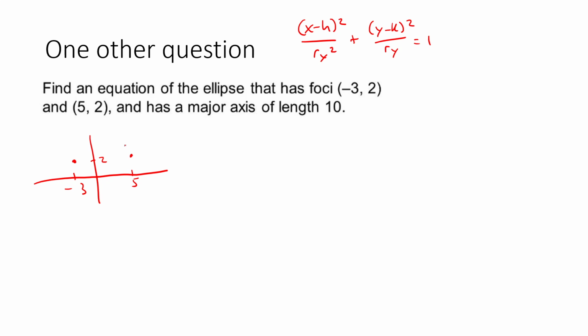Okay. The first thing we need to realize is that the foci are always equidistant from the center. And another way of saying that is that the center must be in between them. It must be halfway between them. So halfway between -3 and 5, you could just think about it, or you can just add them up and divide by 2, right? Because really what you're doing is finding a midpoint. And so 1, 2 would be in the center.